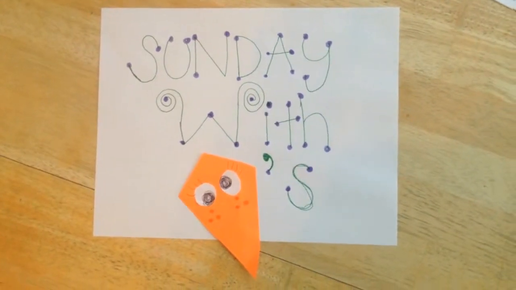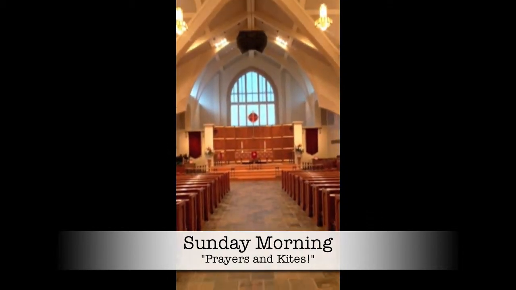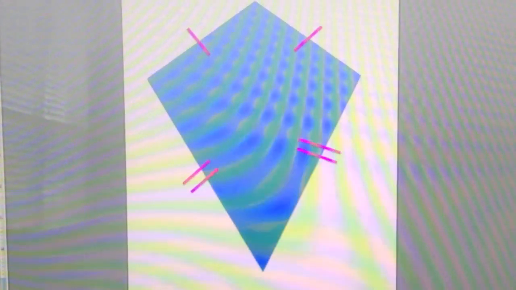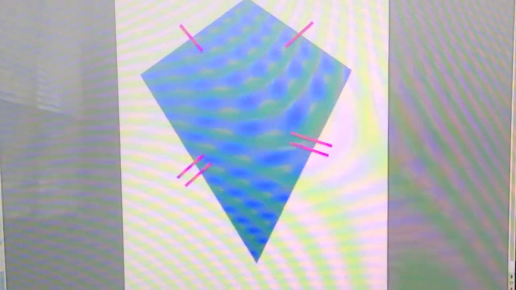Sunday with kites. Look, we found a kite in the sanctuary. This is a kite. A kite is a quadrilateral that has two pairs of congruent consecutive sides. However, the sides opposite of one another are not congruent.